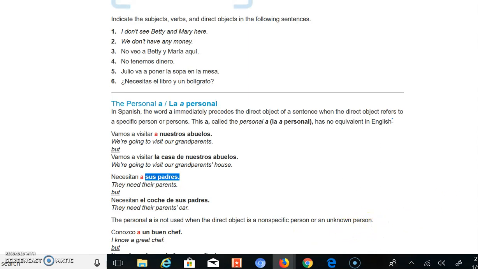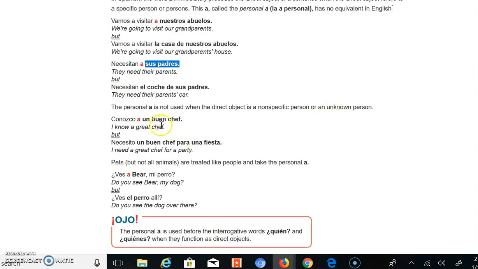Okay, but it's not used whenever the person is unknown or non-specific. If I say, conozco a un buen chef, I know a great chef. But if I say, I need a good chef, necesito un buen chef para una fiesta, then you don't know who it is. So instead of saying a, which is more specifically referring to a specific person, you would just leave out the a. And if you say, do you see Bear, my dog? ¿Ves a mi perro? ¿Ves el perro? This is that dog that you don't know. It would just be ves el perro. But if it is ves a, then the animal or person is already known.